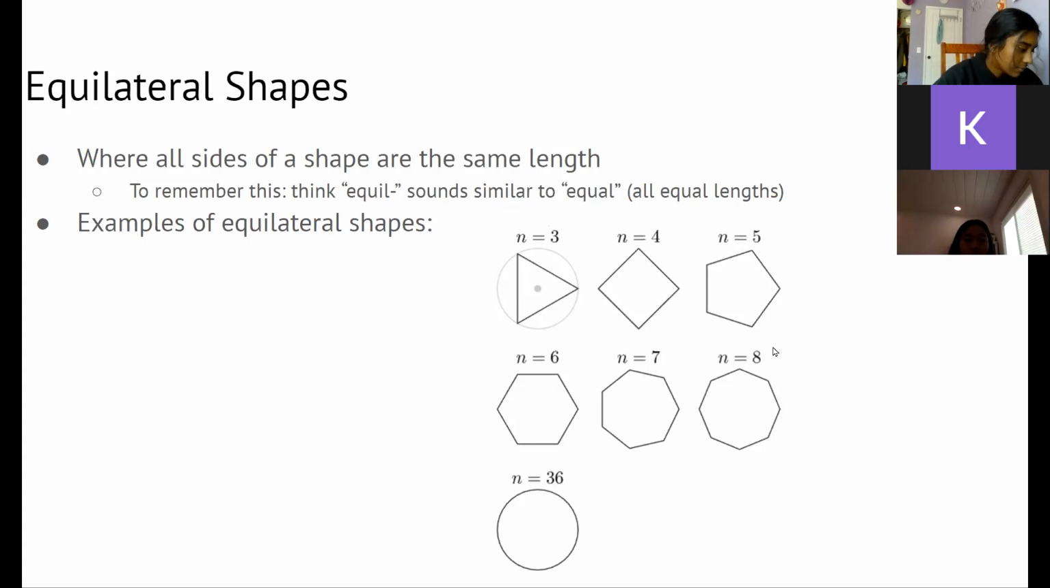And there's something unique about polygons. If you want to see the sum of the angles of a polygon, you can use the equation 180 times n minus 2. So if you look at a triangle, it has 180 degrees total. A square has 360, and so on.